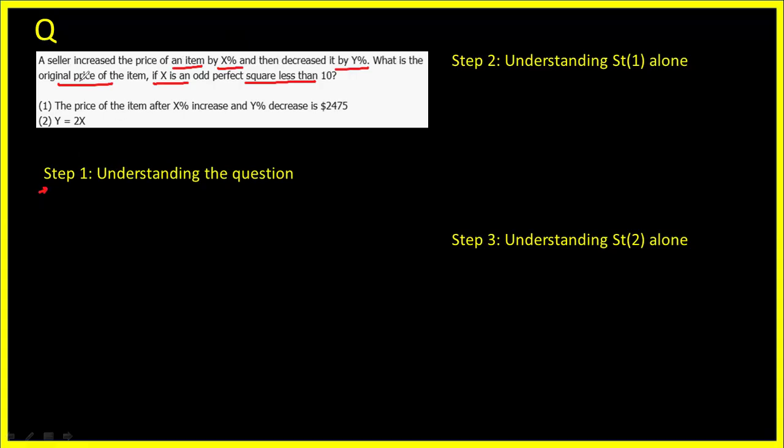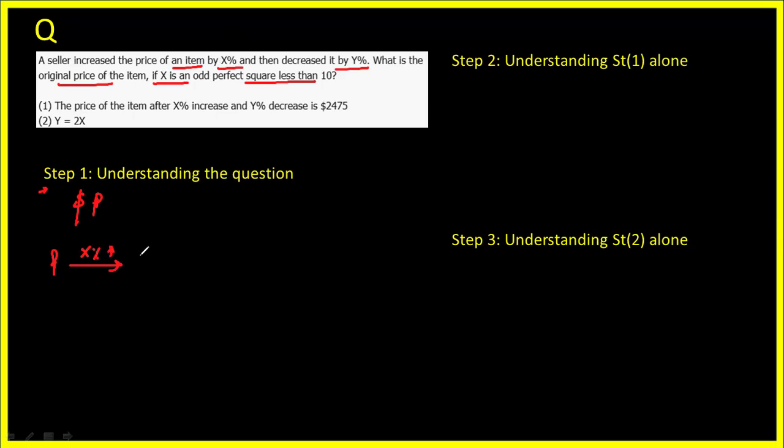Now, what's the price that is required? Let's say the price is P dollars. We do not know the original price, so let's consider it as P dollars. Now, what is happening here is that it says it got increased. This P got increased by X%.